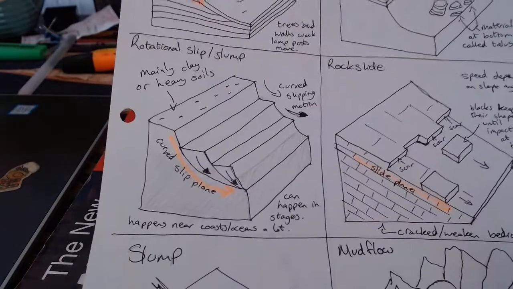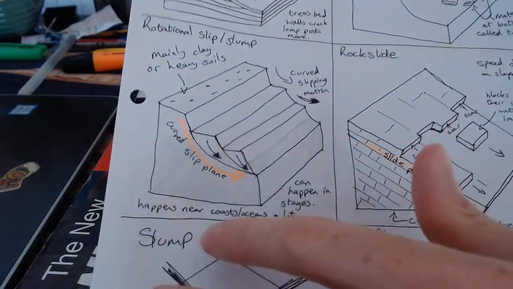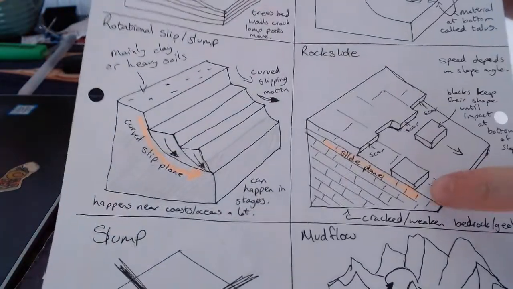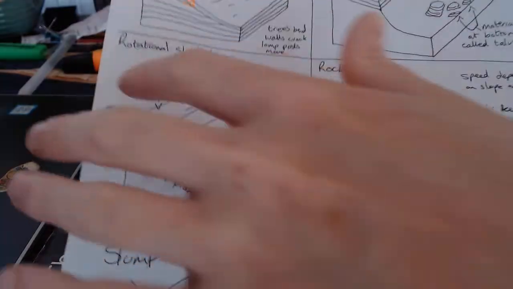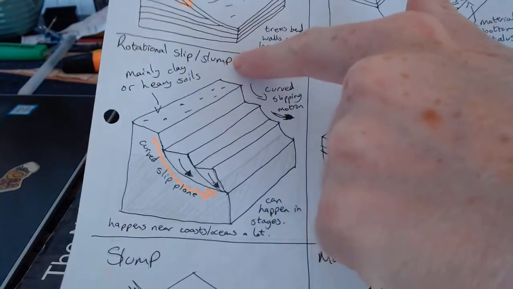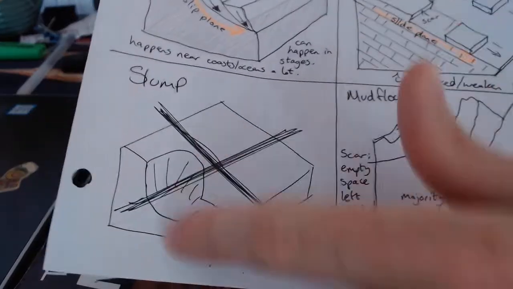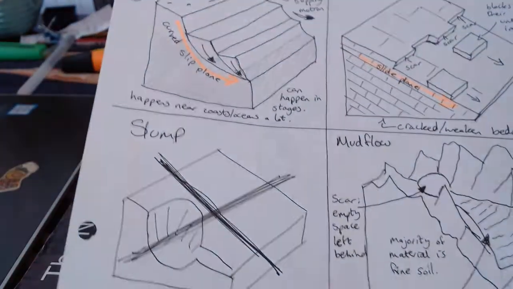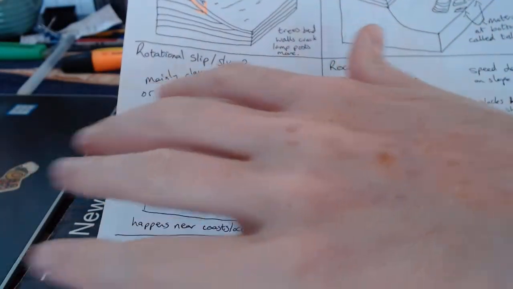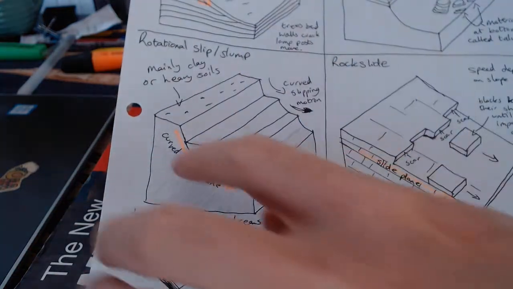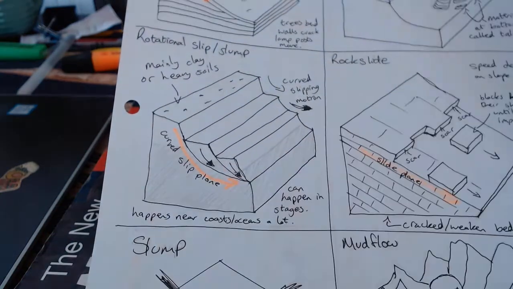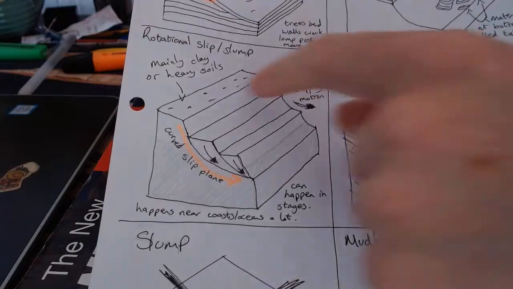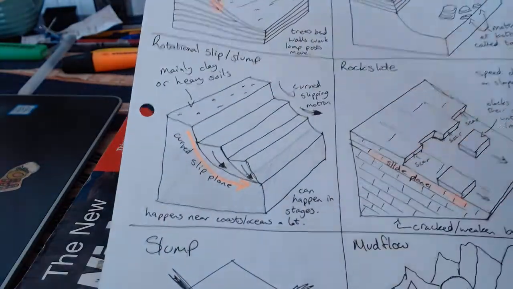Okay, so just to finish off, rotational slip. Again, you'll notice my orange arrows on these two. For rotational slip, I want to add the word slump first of all, because the bottom left one you don't have to draw. We're not going to put that in. Now, it's mainly clay or heavy soils. We've got this curved slide or slip plane, and you can see the way it kind of curves down almost in steps.